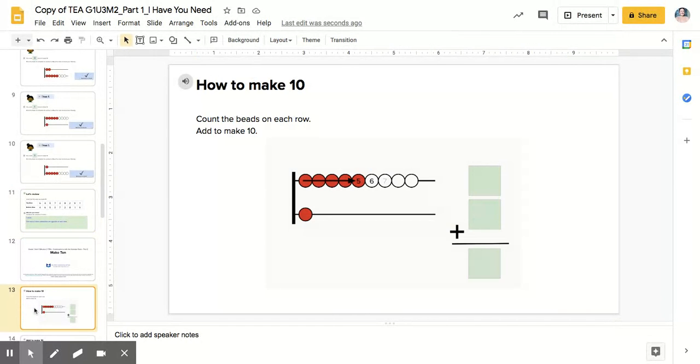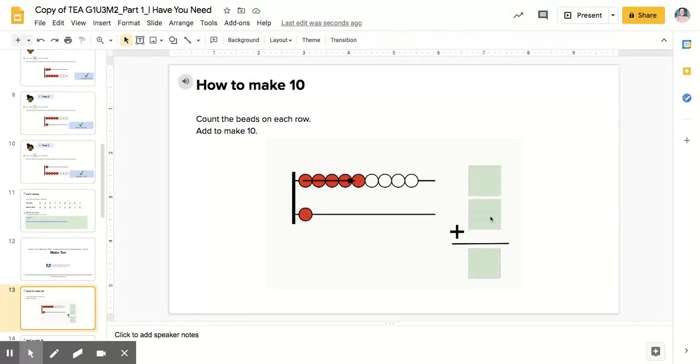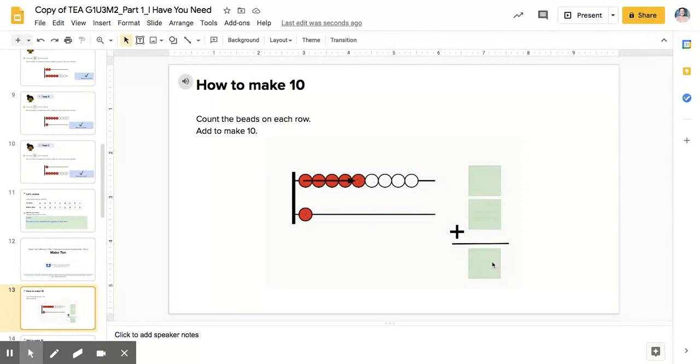So let's do something else. How can we make 10? We can count the numbers on the top row, like you see here, count the beads on the bottom row, and then count them up all together. So there's 9 on the top row, 1 on the bottom row, count them all together, and that makes 10.